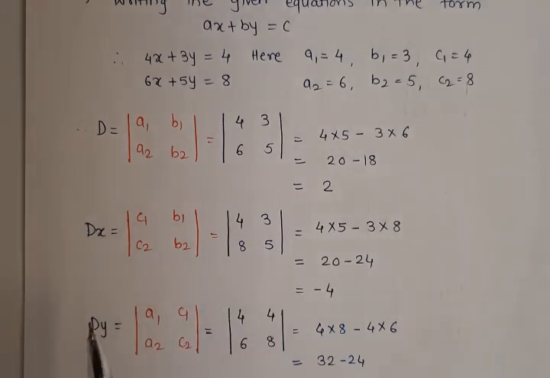Similarly, we find the value of dx. Determinant dx is c1, b1, c2, b2 equals 4, 3, 8, 5. Again, to solve the determinant, we do the cross multiplication: 4 into 5 minus 3 into 8 equals 20 minus 24, that is minus 4. Why is it minus 4? Because 24 is the bigger number, and when we do the subtraction, we give the sign of the bigger number. So here minus 4 is there.